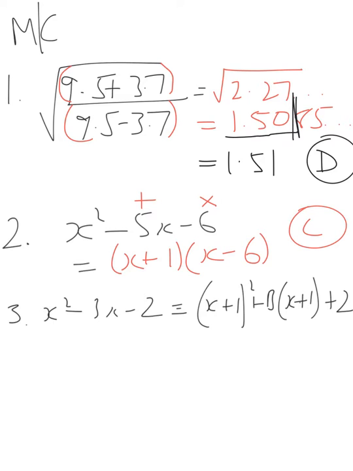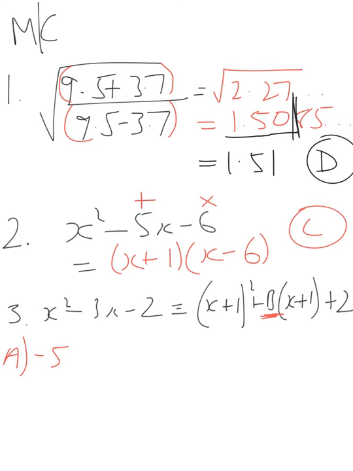Alright, so with 3, you can either get your first answer of A, which was -5, and sub it into where the B is, and see if it equals this. In this case it does.